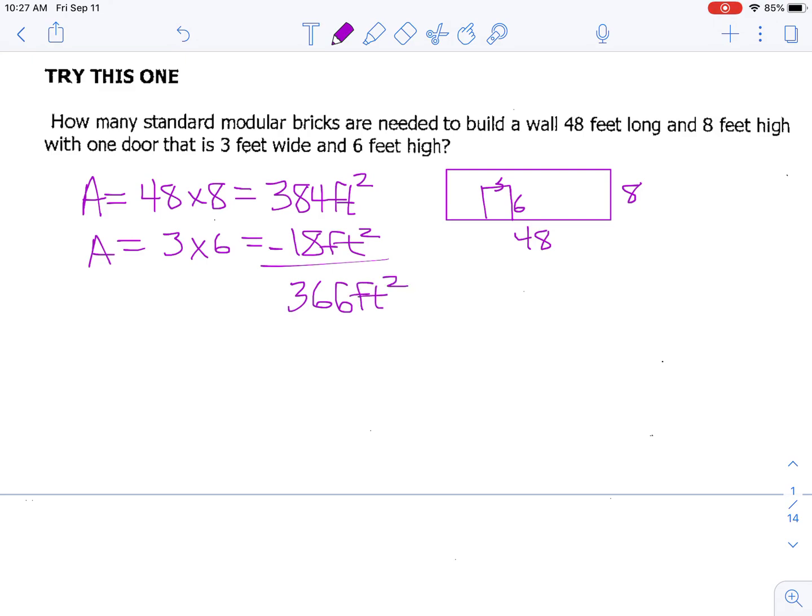After you find the net wall space, then you're going to use the rule of thumb that says for every square foot there are 7 bricks. So you're going to multiply that area by 7. 2,562 brick is what is estimated for that job.